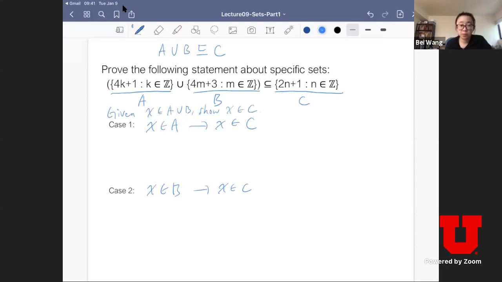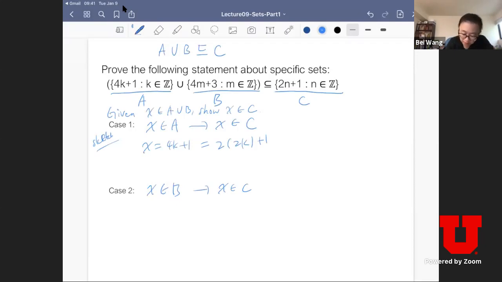So for the first case, when x is in A, you want to show it's in C. Now we need to use the hypothesis x is in A. Because x is in A, everything I wrote here is, of course, a sketch. If x is in A, x can be expressed as 4k plus 1. I want to show it's in C, so I need it to look like the form in C, which is 2 times some integer plus 1. To arrive at that, the easy way is to factor out 2. So if I factor out 2, this is 2 times (2k plus 1).